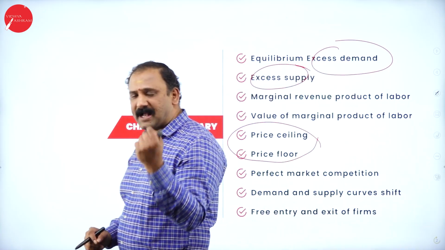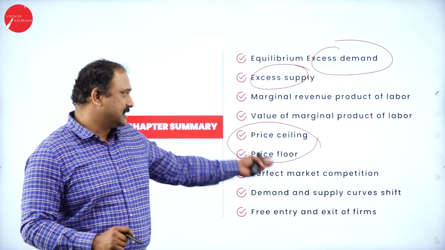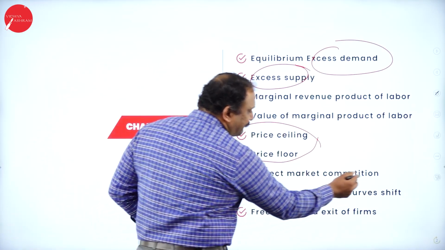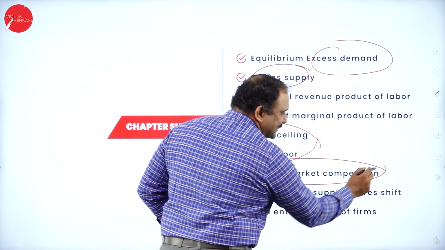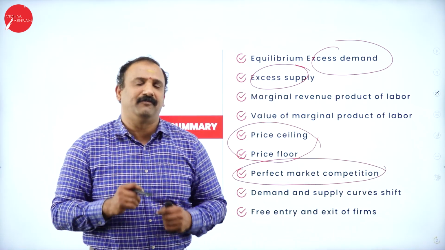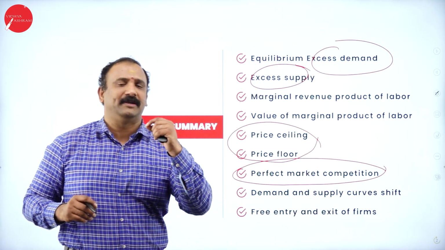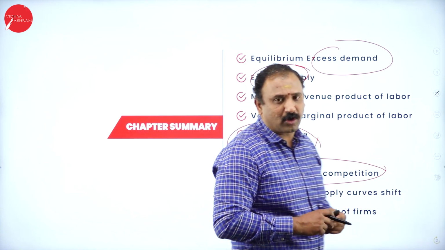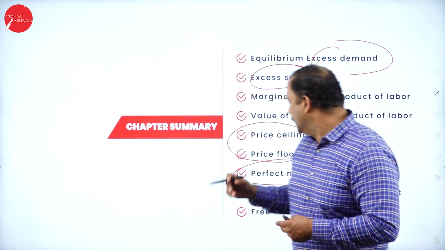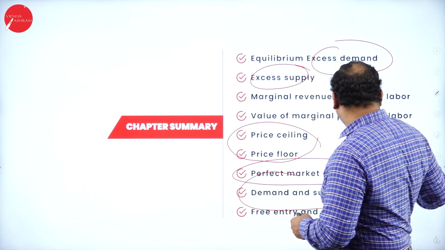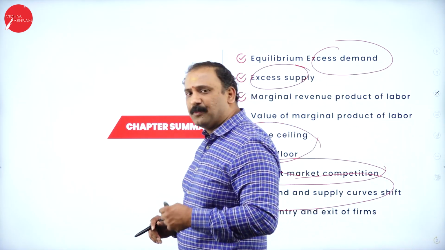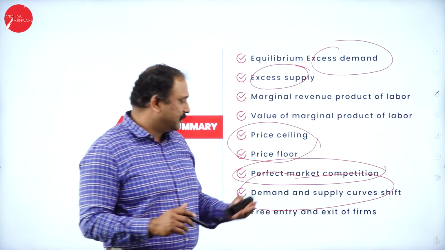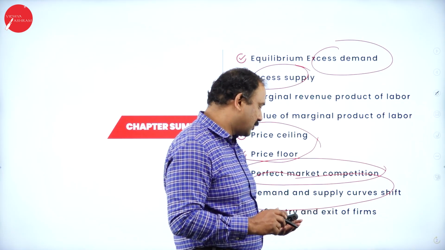Price ceiling means the maximum price set by the government. Price floor means the minimum price that is set by the government. Followed by perfect market competition, where the buyers and the sellers are exactly matching. That's what we are going to talk about here. Followed by demand and supply curve shifts. Automatically, when there is an excess demand, there's going to be a rightward shift. When there's an excess supply, similarly, another shift that we are going to talk about here.